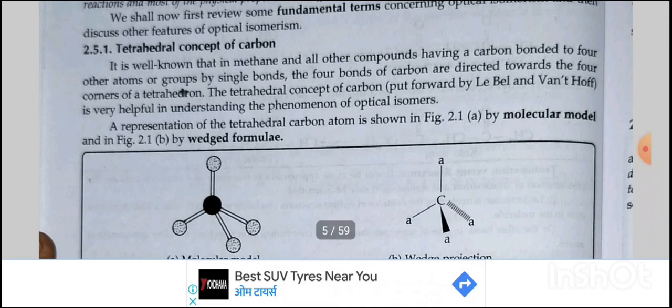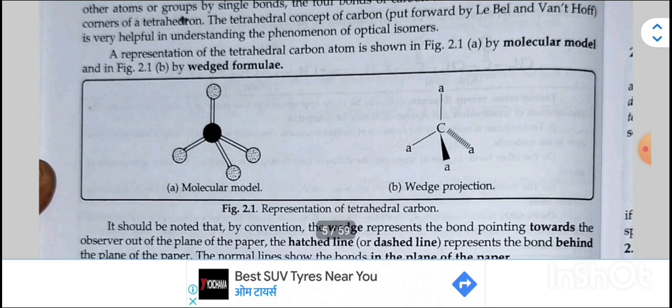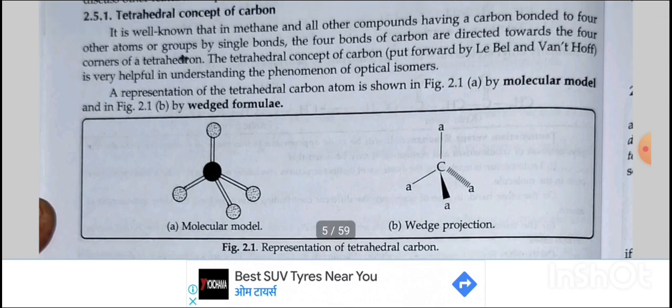Tetrahedral concept of carbon. It is well known that in methane, and all other compounds having carbon bonded to four other atoms or groups by single bonds, the four bonds of carbon are directed toward the four corners of a tetrahedron. The tetrahedral concept of carbon, put forward by Le Bel and van't Hoff, is very helpful in understanding the phenomenon of optical isomerism.